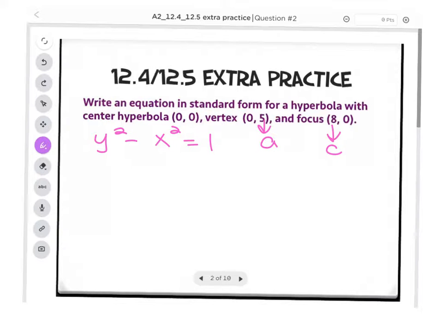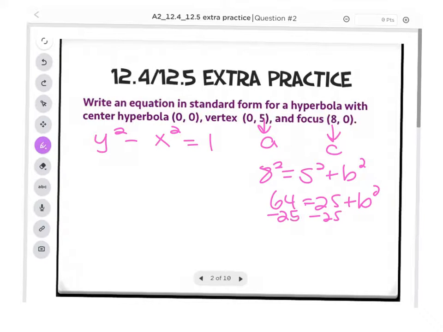C. So if 8 squared equals 5 squared plus B squared, 64, 25. And B squared is 39. So this goes over your A, which would be squared. 5 squared is 25. This goes over your B squared, which is 39. Raise your hand if you got it right. Okay, good. Questions on it?